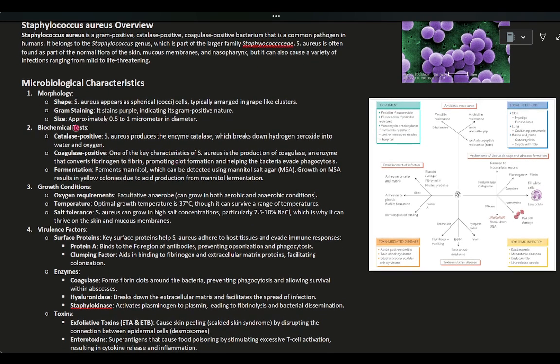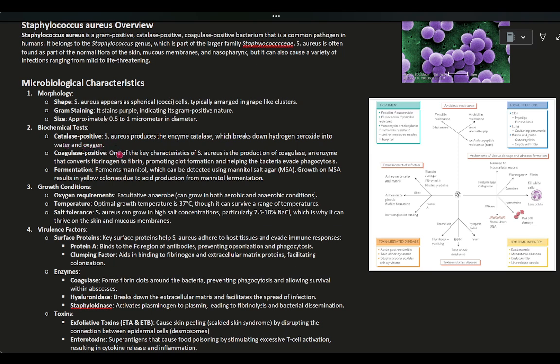There are some useful biochemical tests we can do. The first one being the catalase-positive result. This means that the Staphylococcus aureus produces the enzyme called catalase, which will break down the hydrogen peroxide into your classic water and oxygen.